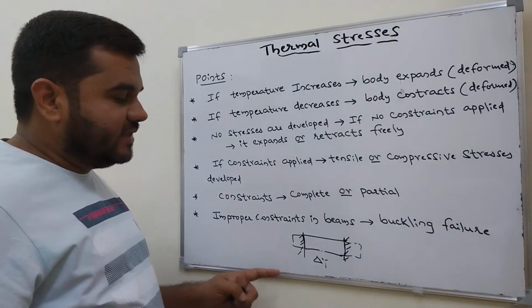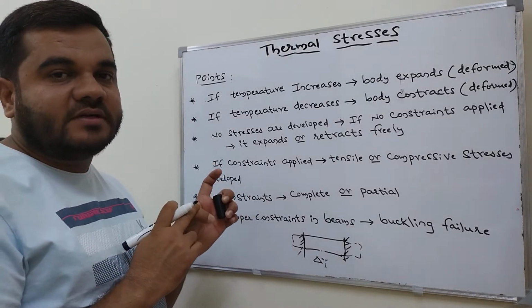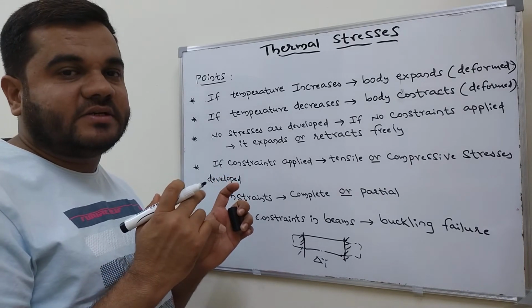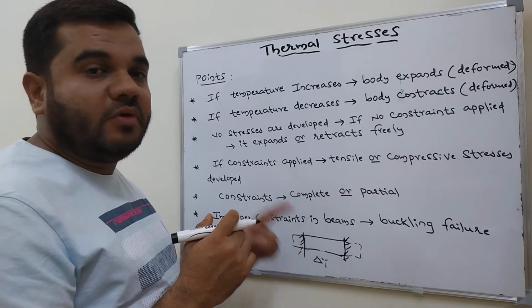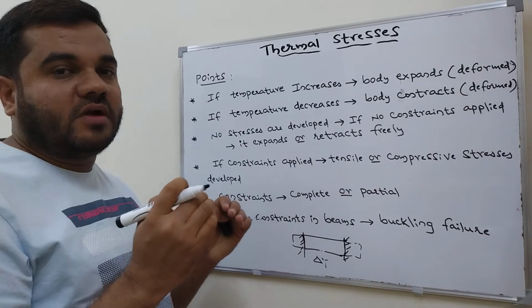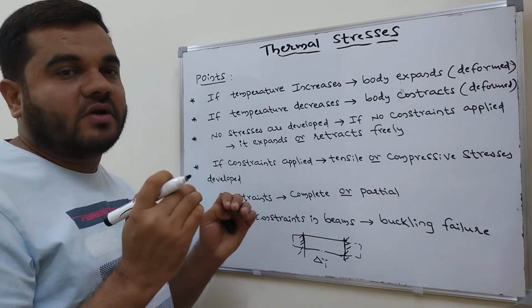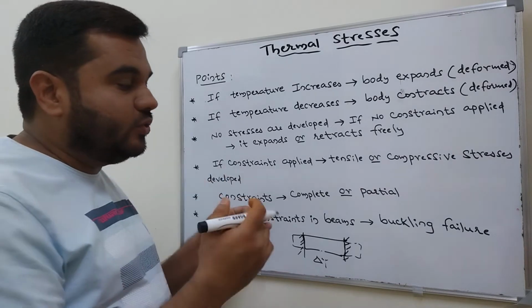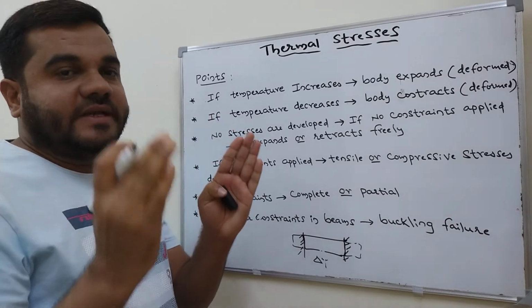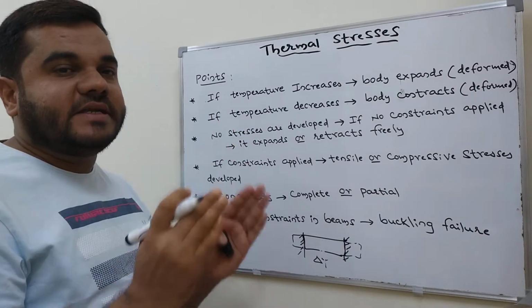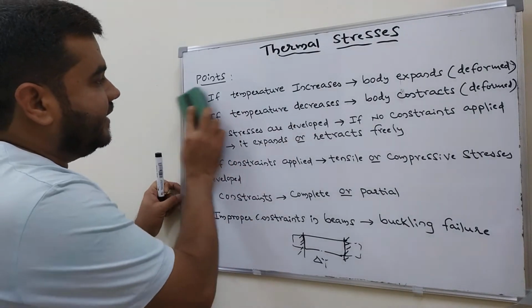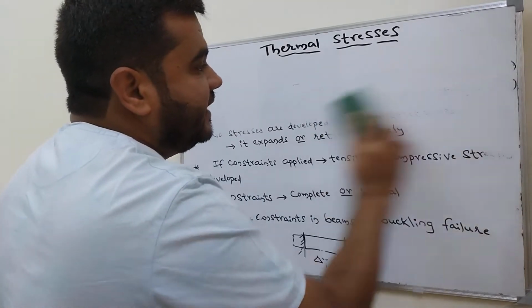Always remember, temperature is one of the factors. Due to an increase or decrease in temperature, beams or any body will undergo deformation, either expansion or contraction. To avoid this expansion or contraction, stresses also develop. To avoid these stresses, we apply different constraints. That will be the design criteria. Now these are all related to the increase or decrease in temperature.